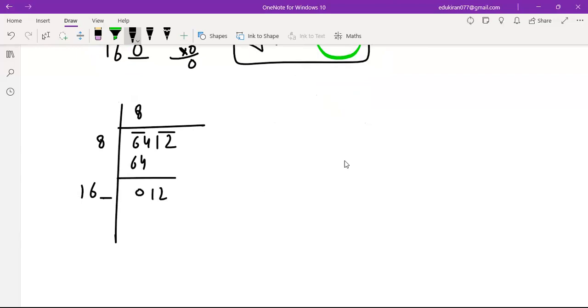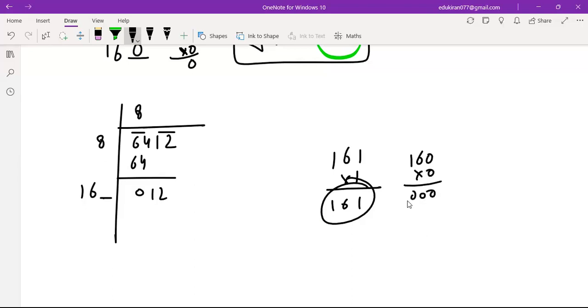Now, if you put 1 here, you get 161. Of course, 161 is greater than 12. You cannot take it, right? So you will put 0. So 0, 0, 0, you get 0. If you put 0 here and 0 here, you get 0. So what will be the remainder? 12. Fine? Yes, Mom. I get it.